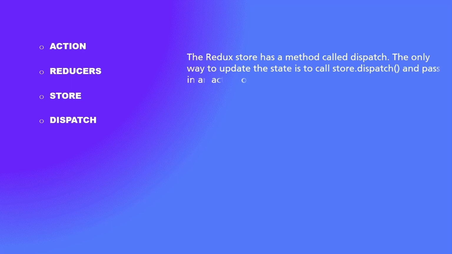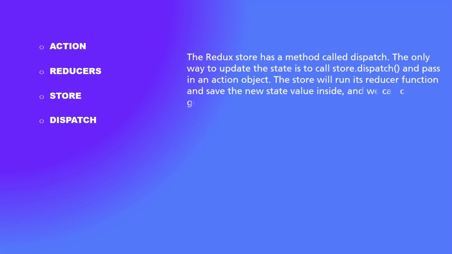Dispatch. The Redux store has a method called dispatch. The only way to update the state is to call store.dispatch and pass an action object. The store will run its reducer function and save the new state value inside, and we can call getState to retrieve the updated value.